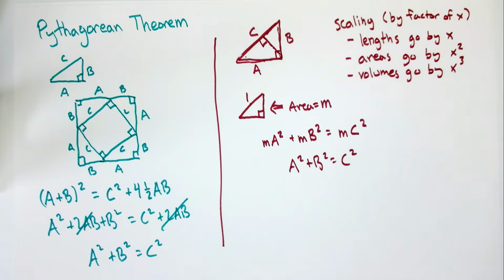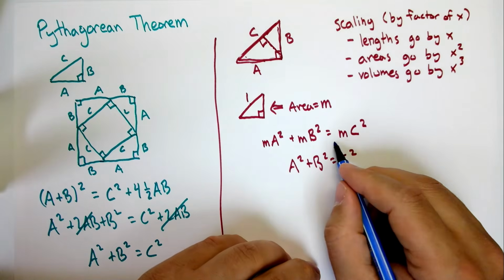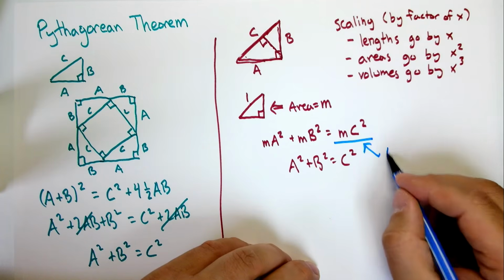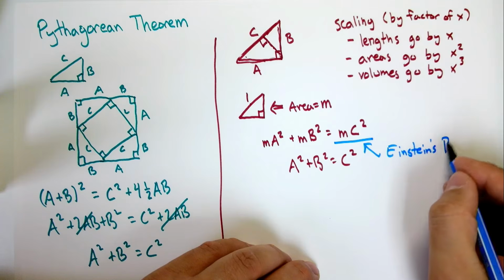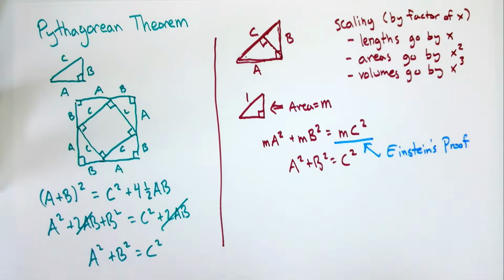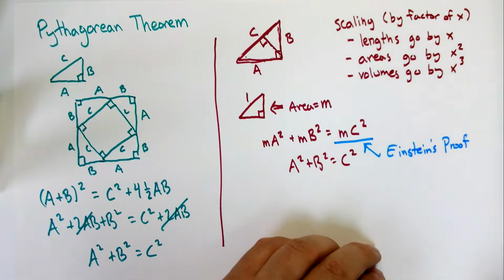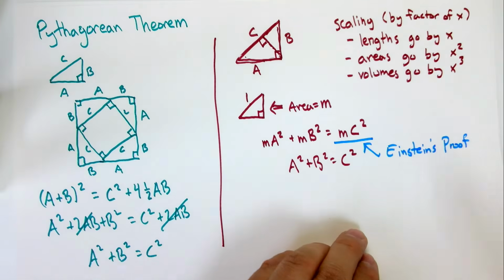I first learned this proof many years ago from a really good professor. And of course, the joke is that this is Einstein's proof. Well, I don't think Einstein really came up with it. But the fact that you see MC squared, well, a different kind of MC squared. So, all right, there you go. A proof of the Pythagorean theorem.